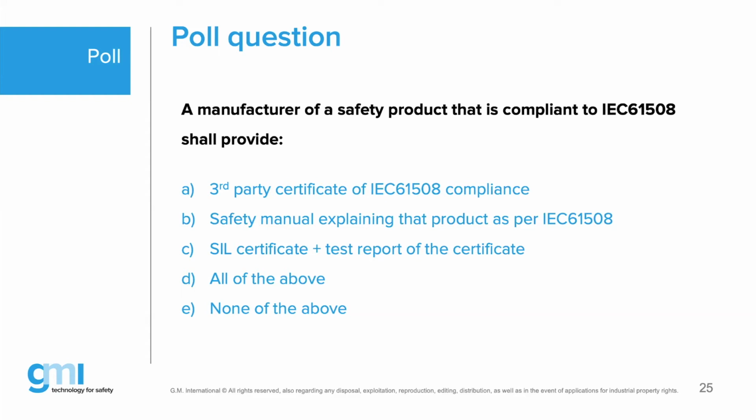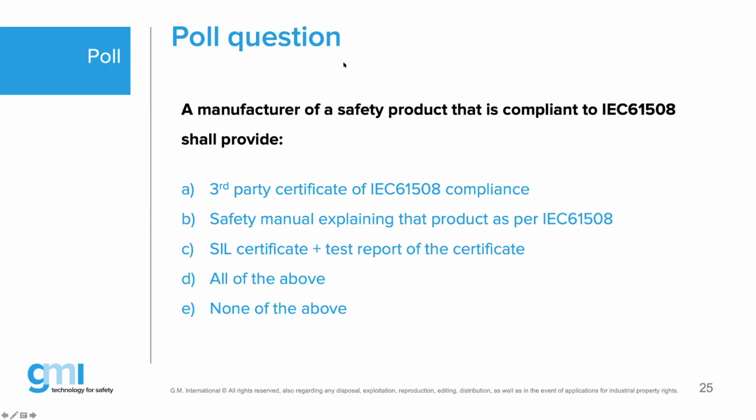The correct answer is the second one: a safety manual explaining the product as per 61508 is a normative, compliant requirement of the 61508. Only 9% of the people got this answer right. That's scary. Well, that's what you are here for, to let us help you understand.